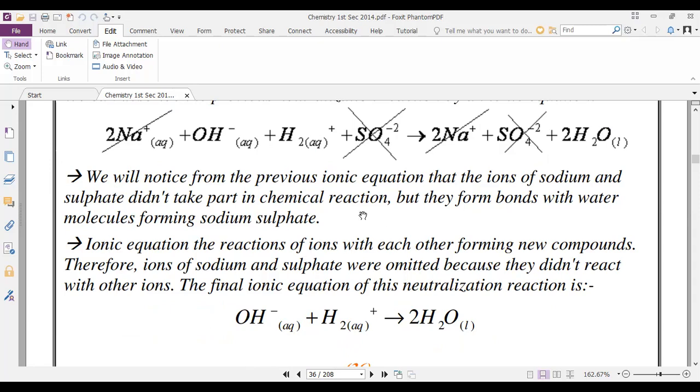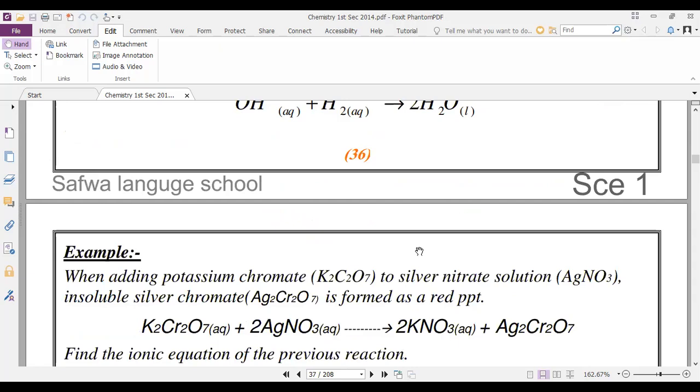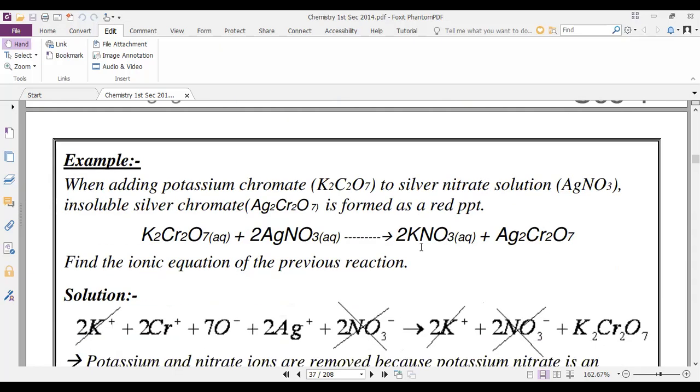It's called the ionic equation because these ions can be simplified with each other, as 2Na at left side and 2Na at right side, SO4 at left side and SO4 at right side. So they will be simplified to produce finally OH plus H equals H2O. It's called ionic equation. Do you understand? Yes. Any problem, Mariam, till now? No. Okay.